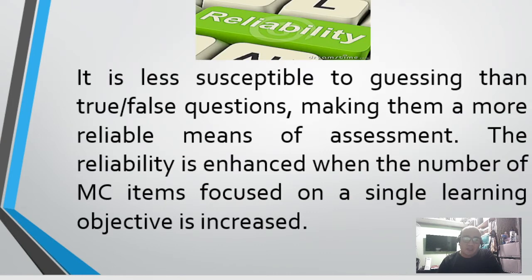Number two is reliability. So multiple choice questions are less susceptible to guessing than true or false questions. It makes them a more reliable means of assessment. The reliability is enhanced when the number of multiple choice items focused on a single learning objective is increased. So instead of students selecting one option from two options, in multiple choice, the reliability is enhanced because of the number of items or answers to choose from.